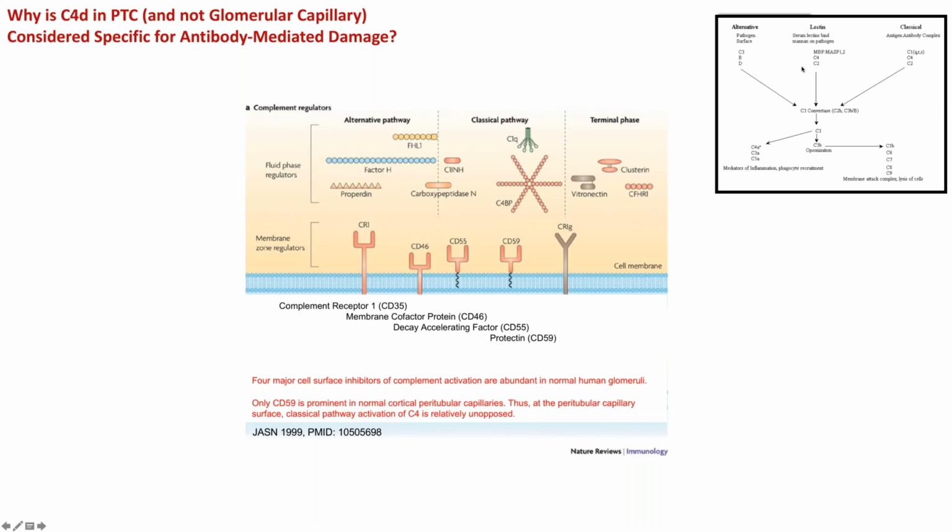Again, to quickly go over the complement pathway, you have a membrane attack complex, which is from C5b to C9. This membrane attack complex forms from C3, which is where the classical and the alternate pathways converge. The classical pathway is C4 and C2, and the alternate pathway is factor B and factor D, which results in C3 formation. And antibody-mediated rejection is a classical pathway involvement. That's why you have C4d getting deposited there.